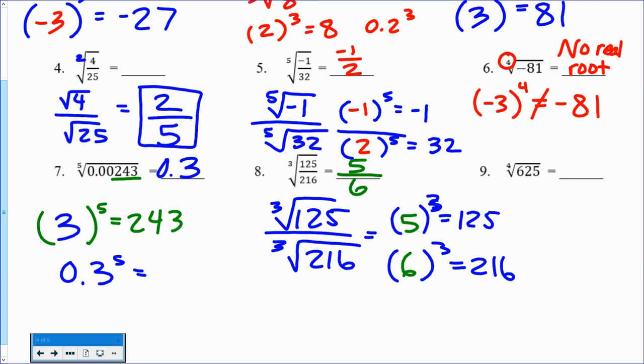Okay. Last one over here, I'm looking at what to the 4th power gives me 625. So you shouldn't have to take long to try things. If you're trying really big numbers, you're going to find out it gets big really fast. This would be 5 to the 4th. So the 4th root of 625 is 5. What times itself 4 times gives you 625? 5.